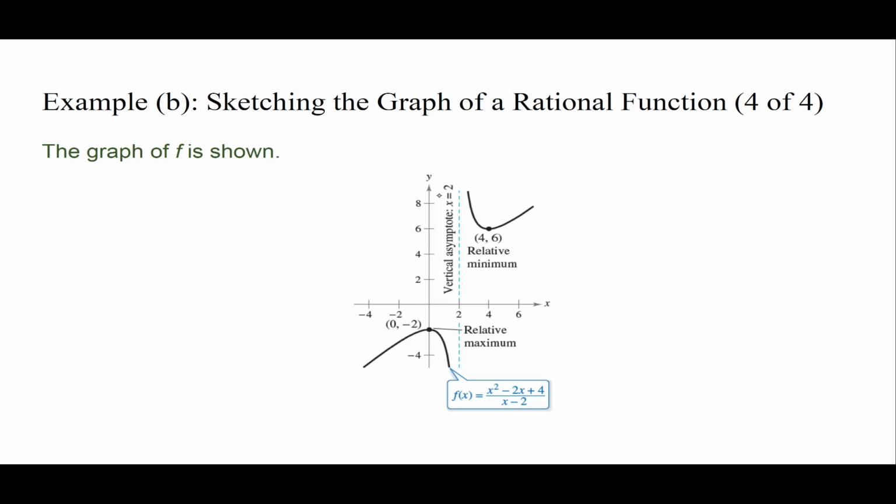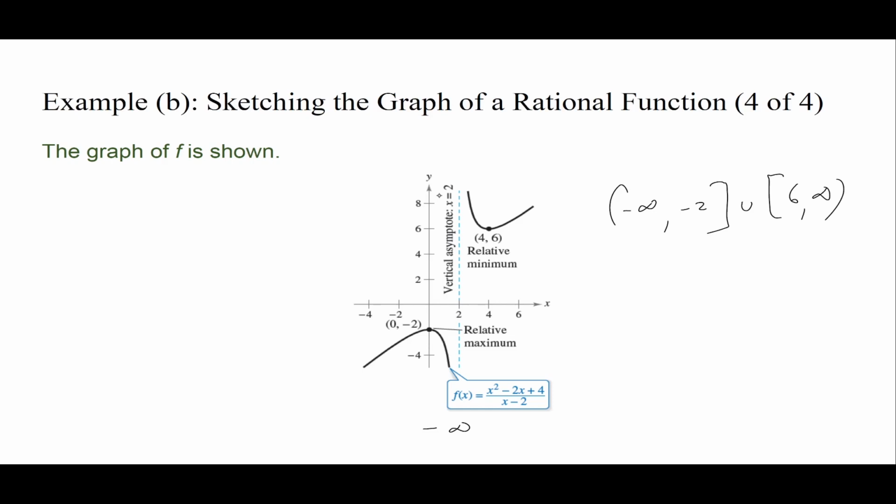Now after looking at this relative maximum and relative minimum, we can find the range. Look here: from negative infinity go up to -2, and then start from 6 up to positive infinity. So the range is from negative infinity up to -2, union from 6 to infinity. In between -2 and 6 there is no value.